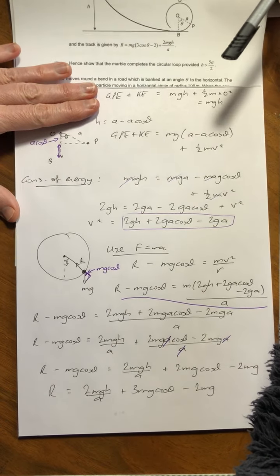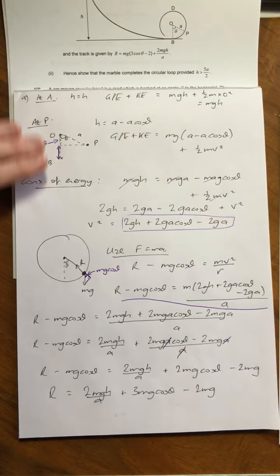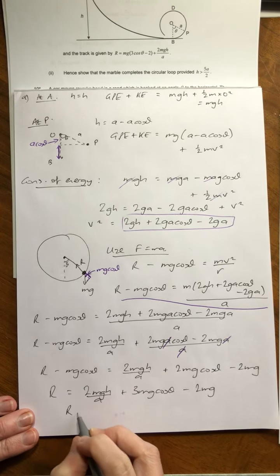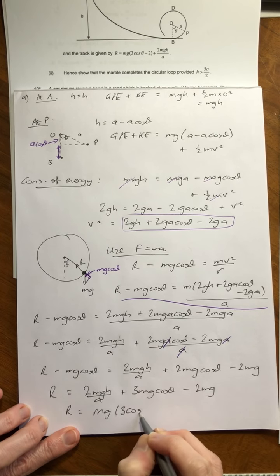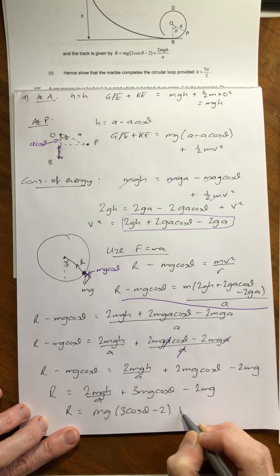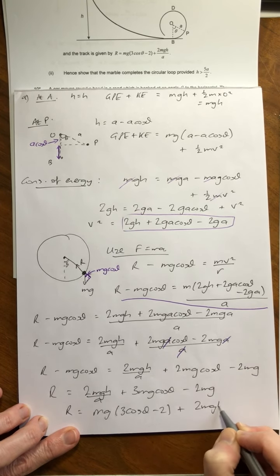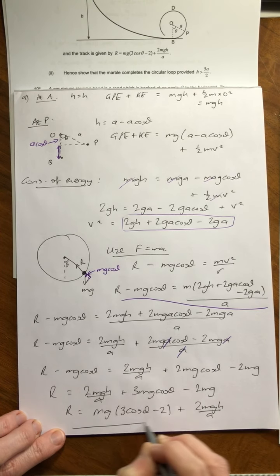I've just got to do a little bit of factorising there, but you can see that we're there. R is equal to mg(3 cos theta minus 2) plus 2mgh over a.